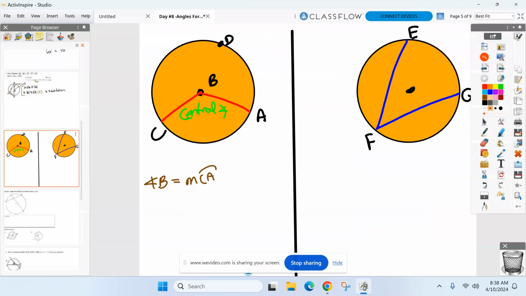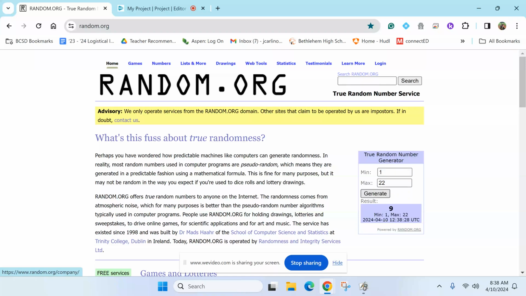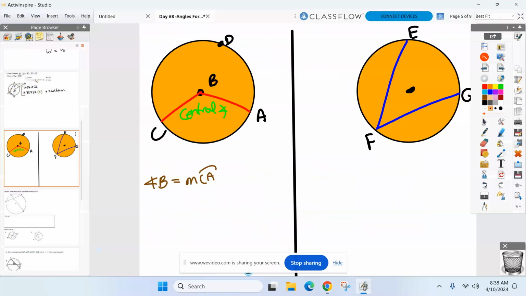The other type you're familiar with inside a circle is angle F up here. That is what type of angle, Vinny? Inscribed. Great job, everybody, so far.